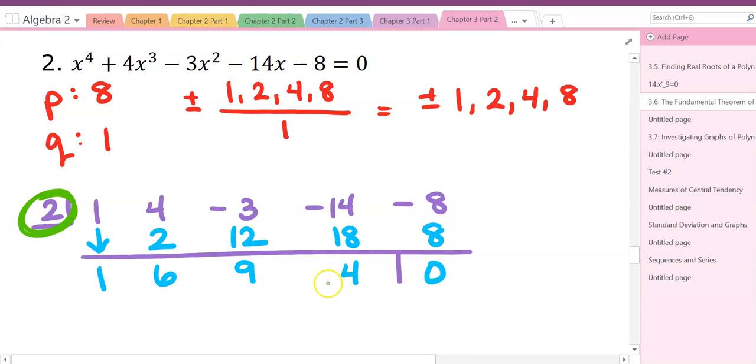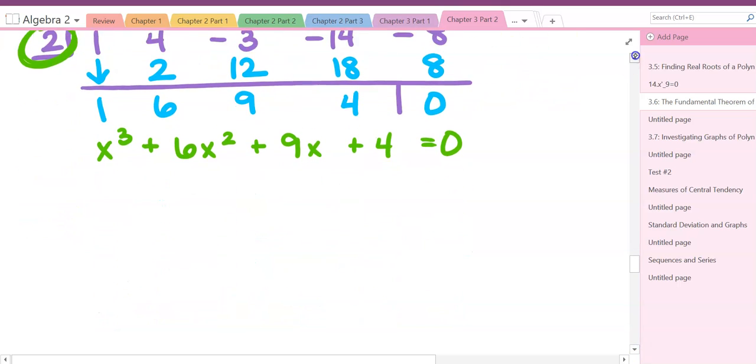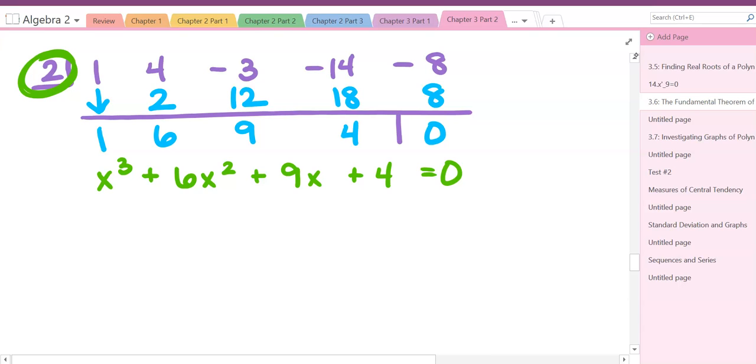If I rewrite this one, it's going to say x to the third plus 6x squared plus 9x plus 4 equals 0. Okay, now normally when we got to this point, we were able to either factor or use the quadratic formula, but that was normally because it said like x squared. This still says x to the third. So I'm going to do my PQ method one more time, this time with this new expression, this new polynomial. So I'm not going back to that original one.